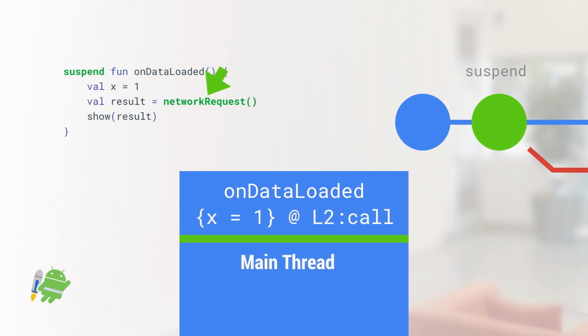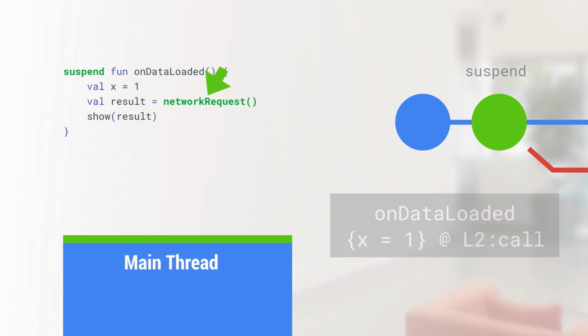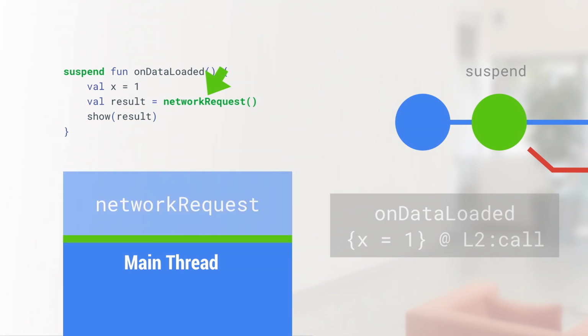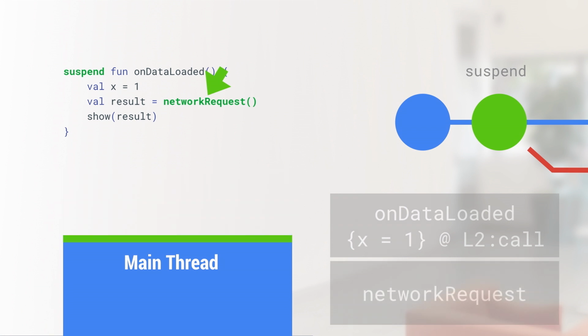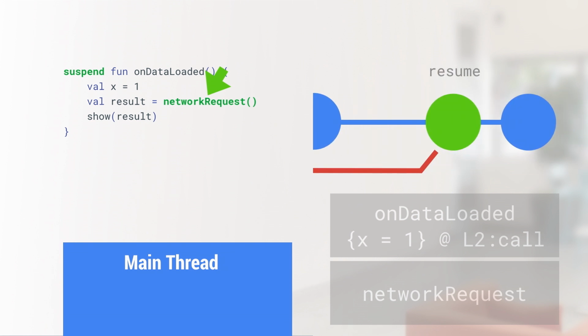And here's where things get interesting. Instead of adding network requests to the stack like a normal function call, onDataLoaded will be suspended. This means the current state of the function will be copied from the stack onto the heap. Then network requests will be added to the stack before it suspends itself to wait for the network result. Fast forward a couple seconds.